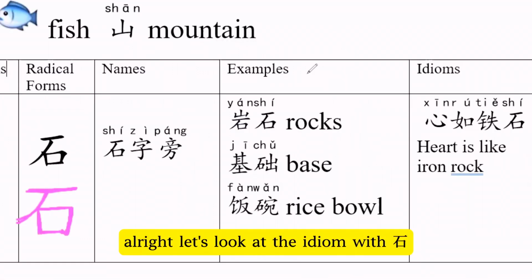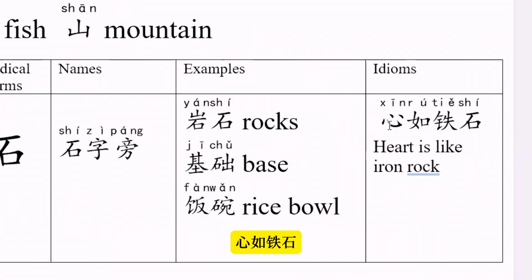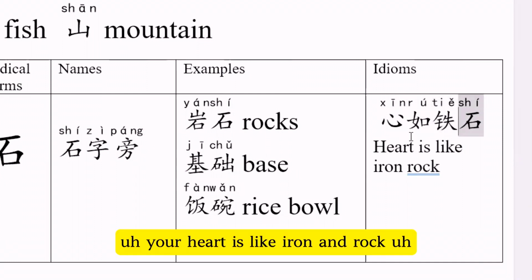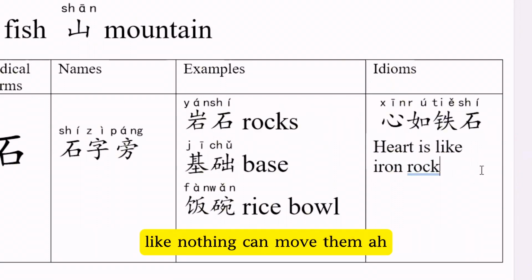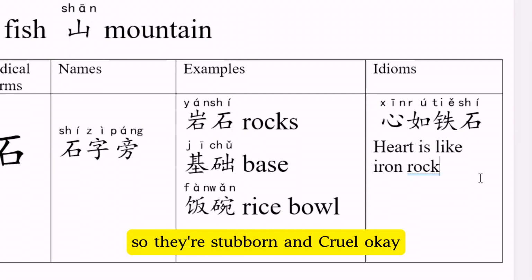All right, let's look at the idiom with 石. 心如铁石. Your heart is like iron and rock. That just means somebody is very hard-hearted, right? Like nothing can move them. So they're stubborn and cruel.